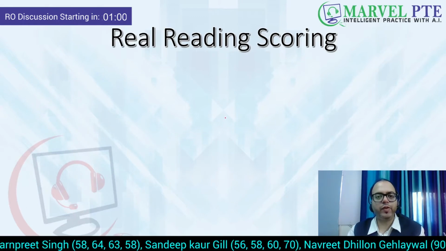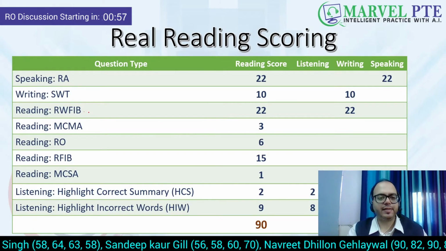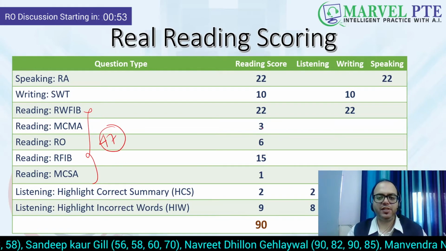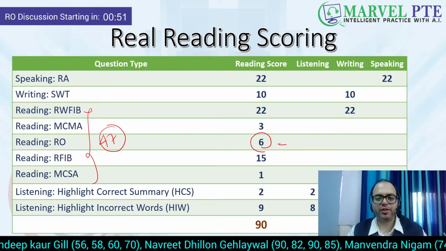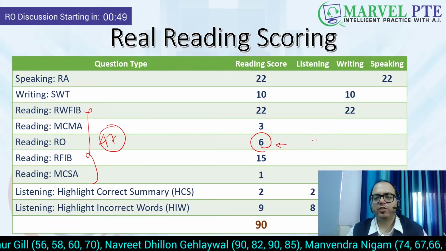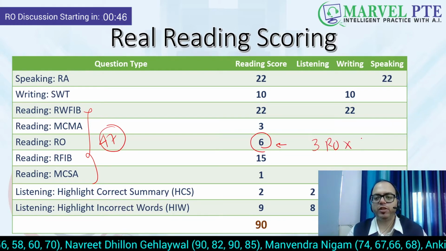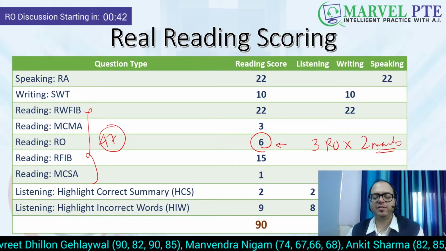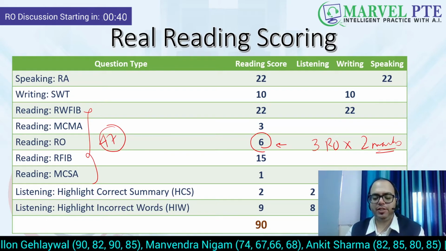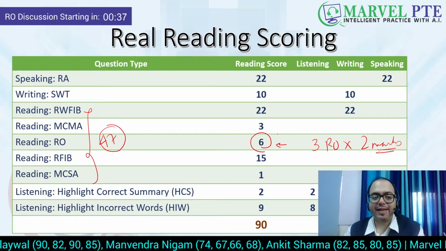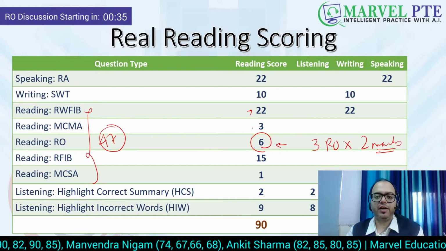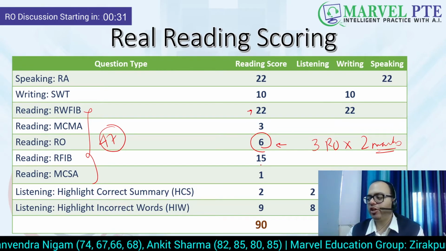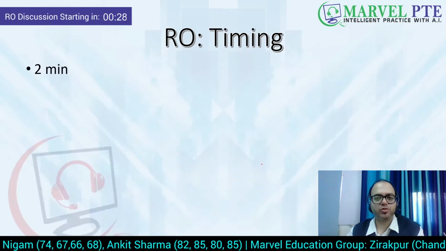Now coming to the scoring, this is the real scoring. As I said that the reading module just contributes 47 marks, so you can see that's contribution, and reorder paragraphs contributes 6 marks. So if you are getting 3 reorder paragraphs, so they will be of 2 marks each. Okay, yes, students feel that this 2 marks, that's it. Do we need to pay attention? Yes, because reading, getting marks from your RWFIB, RFIB is little bit tricky and difficult, so you need to pay attention to reorder paragraphs as those are quite easy to score.